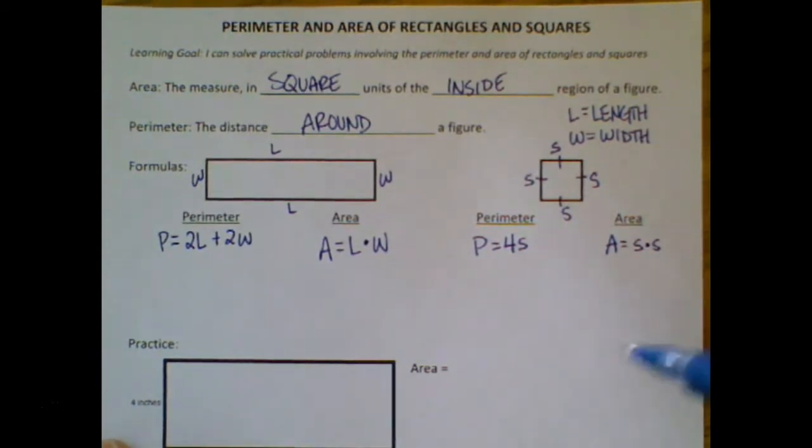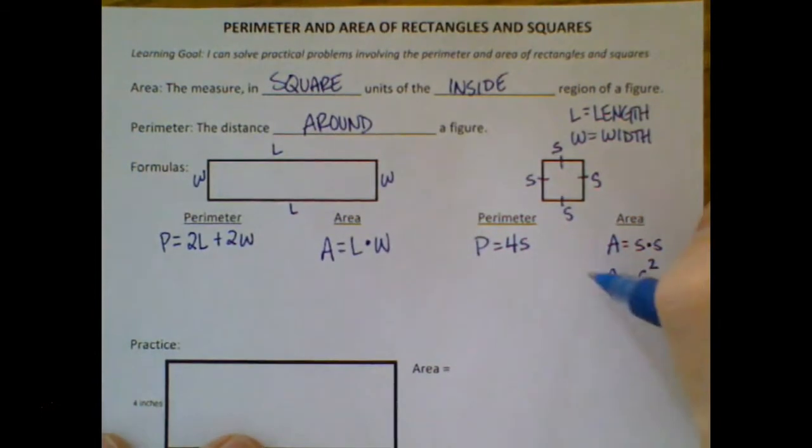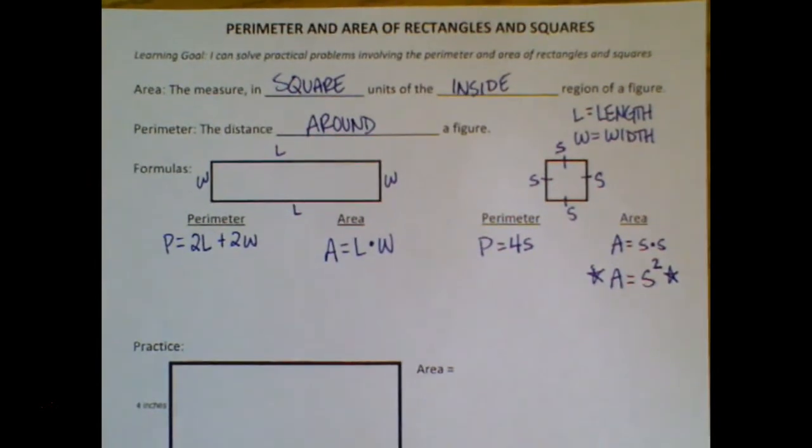I don't want to do 3 times 3, 4 times 4, 16 times 16. So we have a nice way to be lazy in math with that, because we love being lazy in math, and we just call it side squared. That right there is the formula you want to hang on to for the area of a square. Side squared. Side times side.